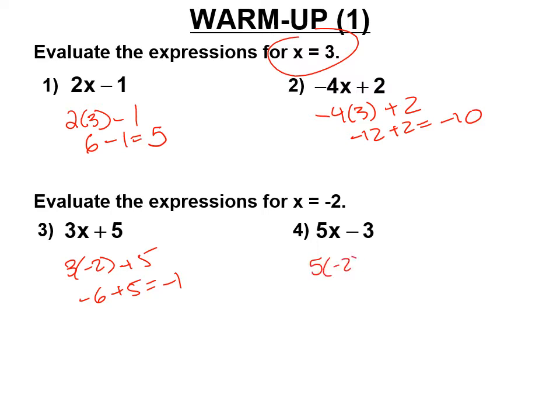5 times negative 2 minus 3. 5 times negative 2, negative 10. Negative 10 minus 3, same as negative 10 plus negative 3, negative 13. All right, so that was evaluating an expression.